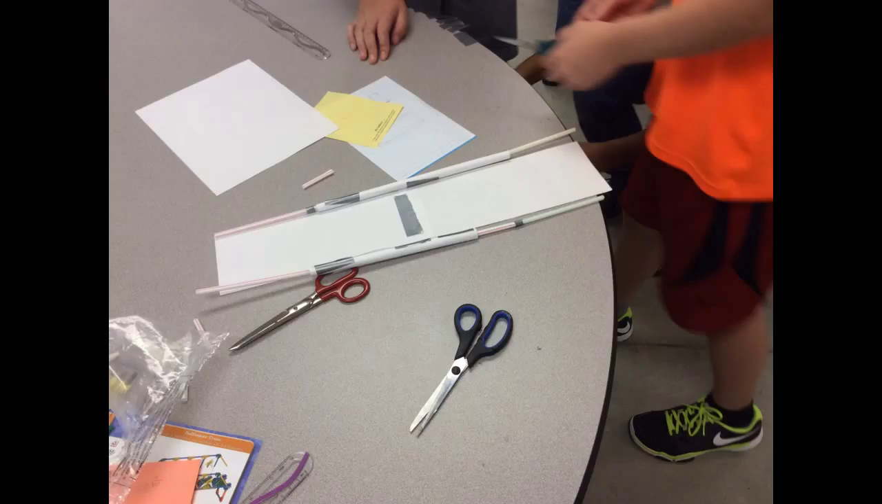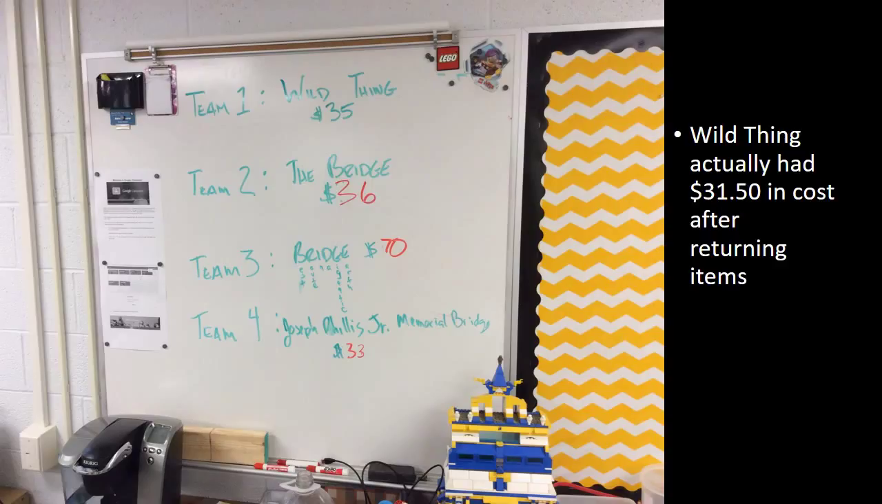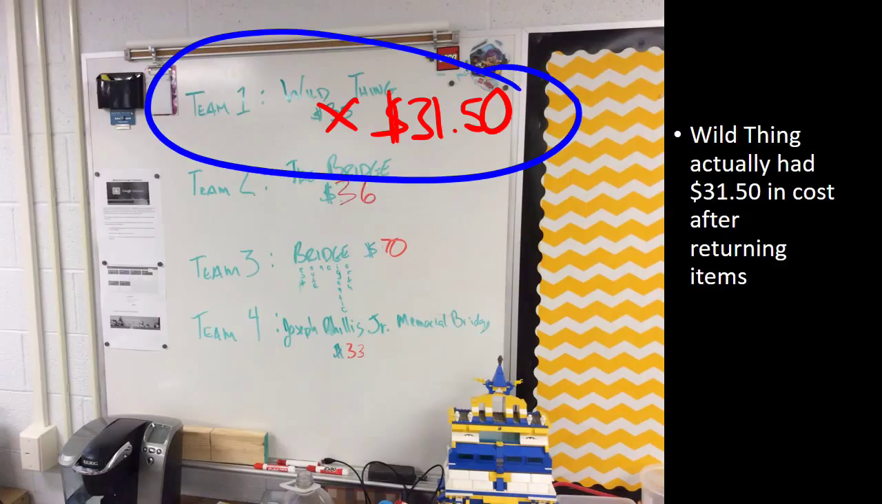This was a really well thought out place where they rolled the paper where the straws would come together, and they would then reinforce the straw strength by rolling paper around them. Really smart design. That bridge did not budge at all. Very impressive, actually. So here are the final bridge costs. Actually, Wild Thing ended up being $31.50 because they were able to return materials, and they ended up winning the whole thing. The bridge was $36. This bridge here ended up being $70. They more than doubled their cost because they didn't think it out as well as they should have. And some of these guys went up a little bit, but that's just part of the journey.